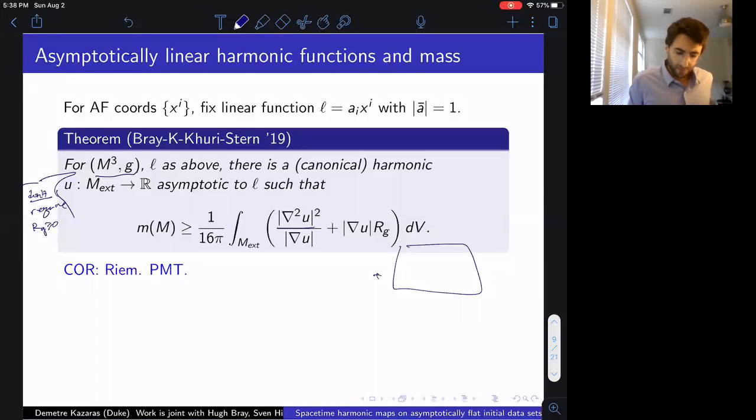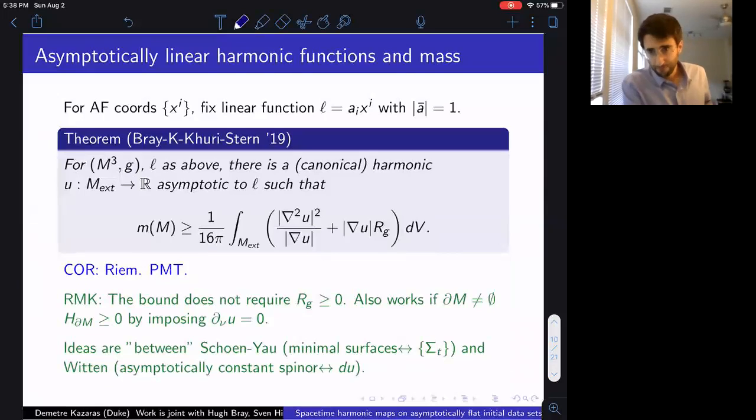All right. So again, to be clear, this bound does not require any curvature condition. It requires the mass to be well-defined, which means the scalar curvature should be in L1, but that's all it requires: asymptotically flat and mass being well-defined. Also, this works if you have multiple ends or if you have a boundary to your manifold. In that case, to obtain this harmonic function, you would impose a Neumann condition on your harmonic function, and the formula still works. It still gives you a lower bound in that context.